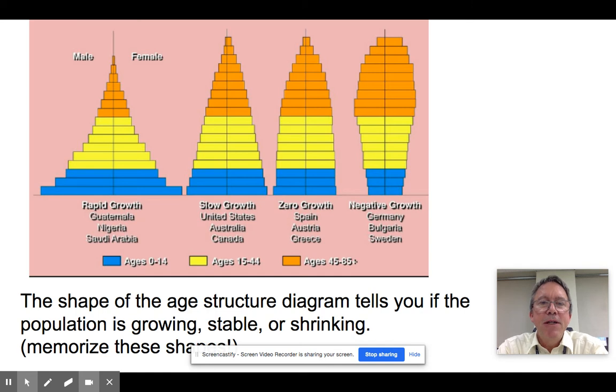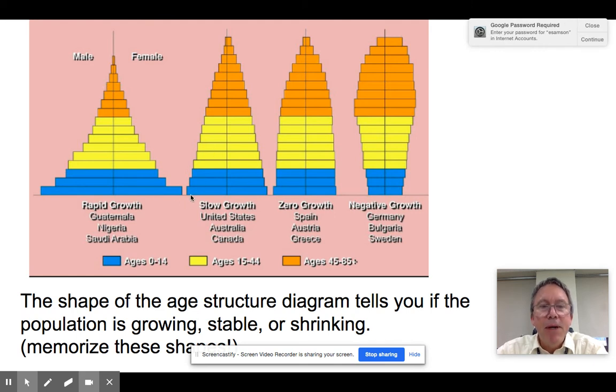Now, we can compare these, and we basically have 4 different shapes we look at. This is going to play into a concept we're going to study in our next lesson, or maybe the one after that, called demographic transition. But basically, when you see countries like this, you have very rapid growth, and usually this means a country with a high fertility rate. People are having lots of babies, mostly because they don't expect them to survive.